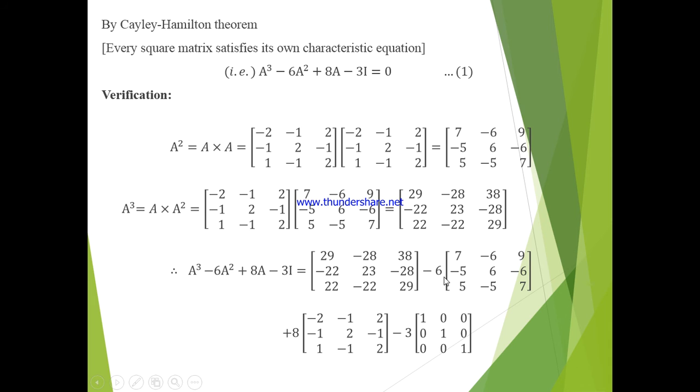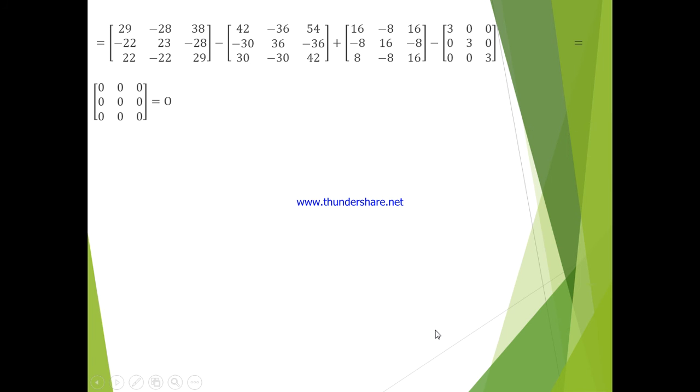So next we have to multiply 6 by this matrix, 6 into 7. Each and every time we have to multiply by 6. Here each and every time we have to multiply by 8. Here we have to multiply by 3. After multiplying we get this one.